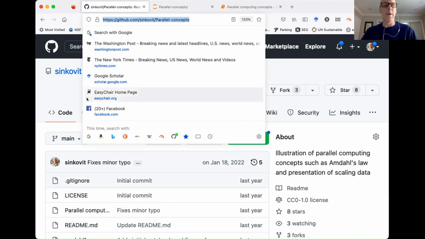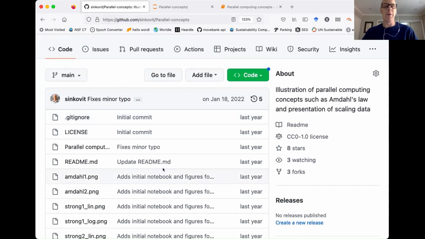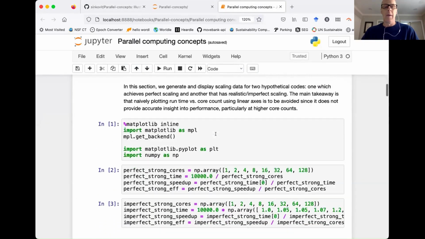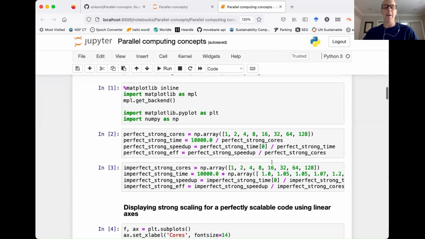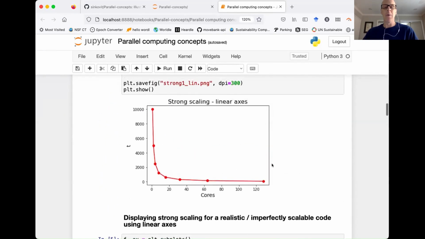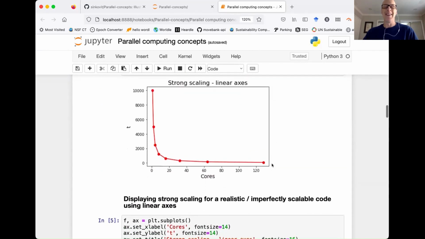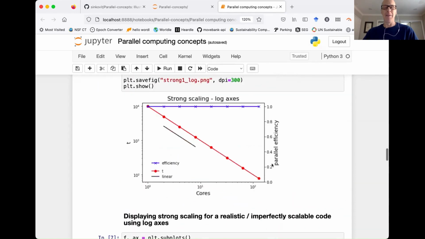So if you go to my repo, I have a Jupyter notebook, and then a few figures that I generated for this presentation. So if you're familiar with Python, you should be able to easily adapt my notebook to generate your own scaling plots. These are the ones that I want you to ignore. Here I'm showing the scaling using linear axes. I scroll down a little bit and I show the proper scaling using logarithmic axes.